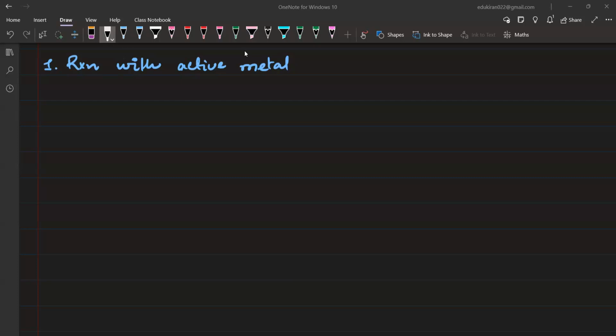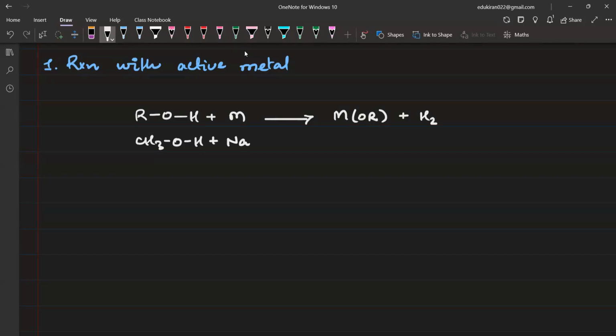So, for example, if you have ROH plus metal, this is an alcohol. Here, it will give you metal alkoxide, MOR, plus hydrogen gas. Now, depending on the metal's valency, we will get different types of alkoxide, or dialkoxide or trialkoxide. For example, if you have CH3OH plus sodium, since the valency of sodium is only 1, it requires only one alkoxide. So you'll have NaOCH3 plus H2.